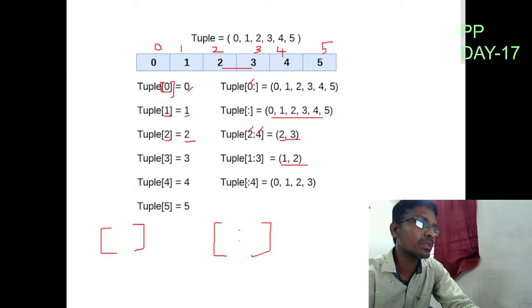And the next one is tuple colon followed by 4. That means I don't mention the starting index, but I know the end index. This 4 will be excluded, so index number 4 will be excluded. That means it will display values 0, 1, 2, 3 only. So that is the output for the following examples. I hope you understand what I am saying. By using square brackets, you access individual values in a tuple, list or string, and by using square brackets followed by a colon, you access a substring from a given string.